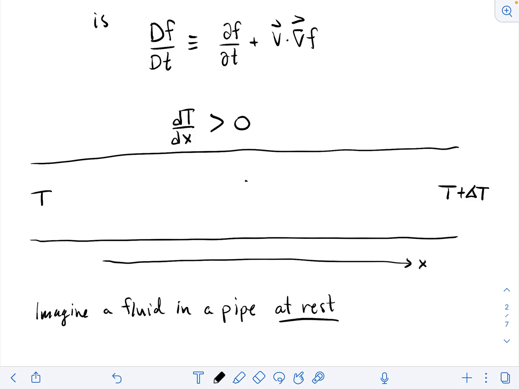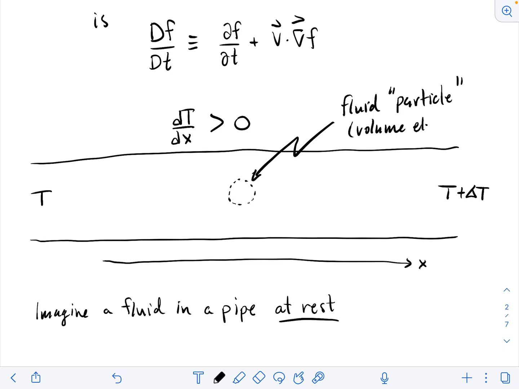So let's imagine some small volume of fluid inside this pipe, and we're going to call this thing a fluid particle, just for convenience's sake. Of course, if we have some finite volume of the fluid, it's made up of a bunch of individual atoms or molecules depending on what the fluid is. But let's just call this little volume element a fluid particle. So it's a volume element of the fluid.